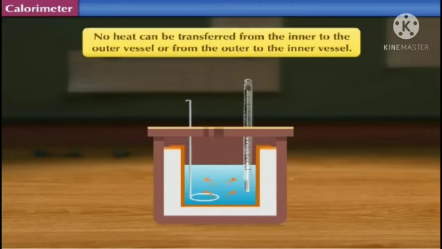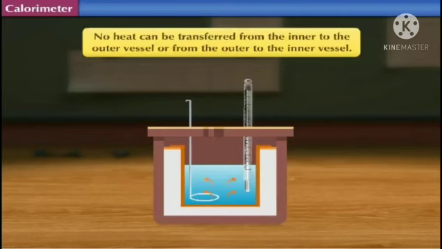The inner vessel is made up of copper. A thermometer for measuring the temperature and a stirrer for stirring the liquid in the calorimeter are fitted in it. Water at a fixed temperature is placed inside the calorimeter. This means that the temperature of the inner vessel and that of the water in it are the same.